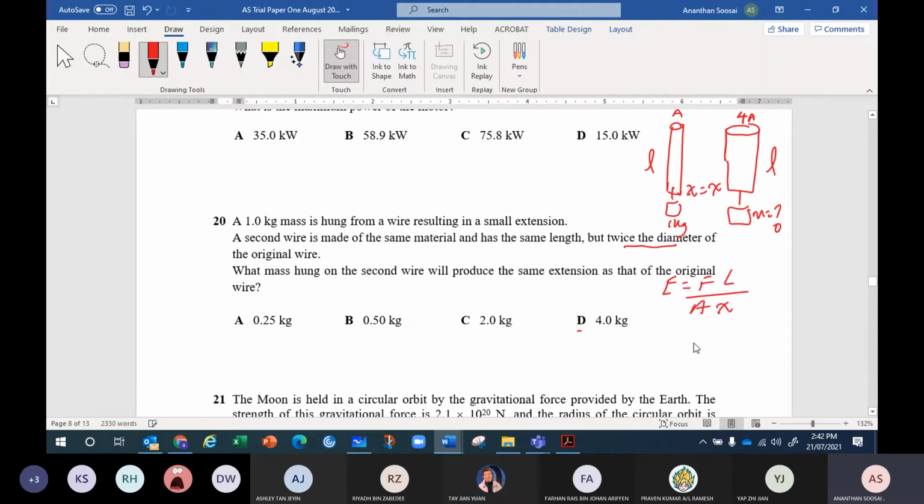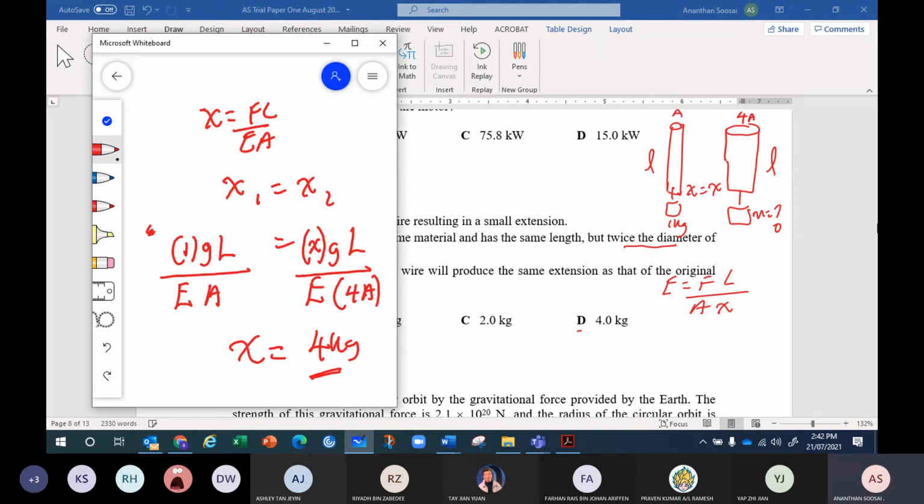Yeah. So D. Okay, so this is how the working should be. Which part you don't understand still? I understand now. I just forgot how to do it before. Okay. The culprit is the diameter. The diameter convert to area. Diameter double, area is 2 squared, 4A. Okay.